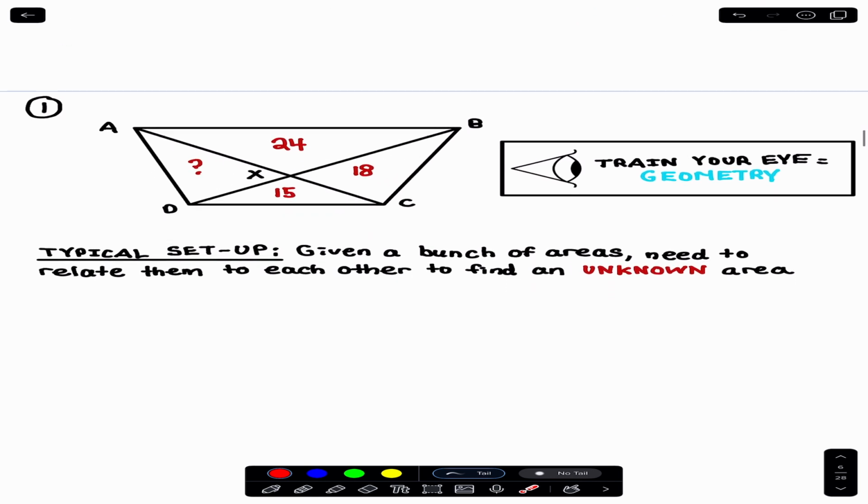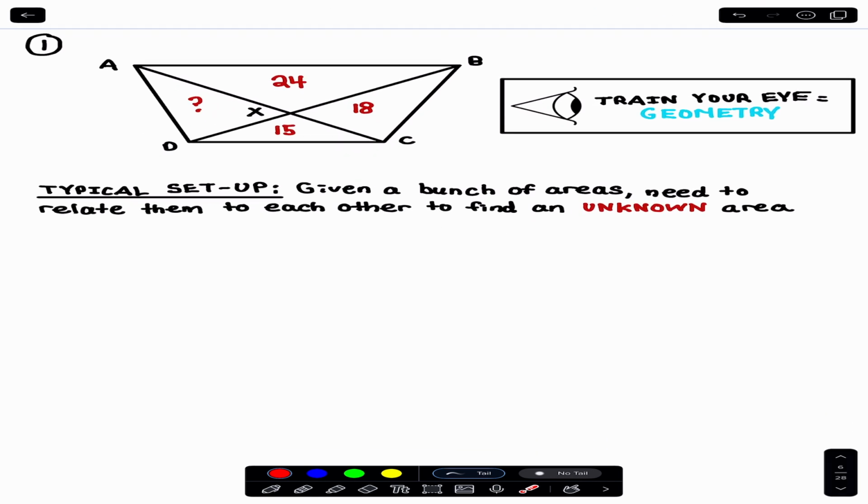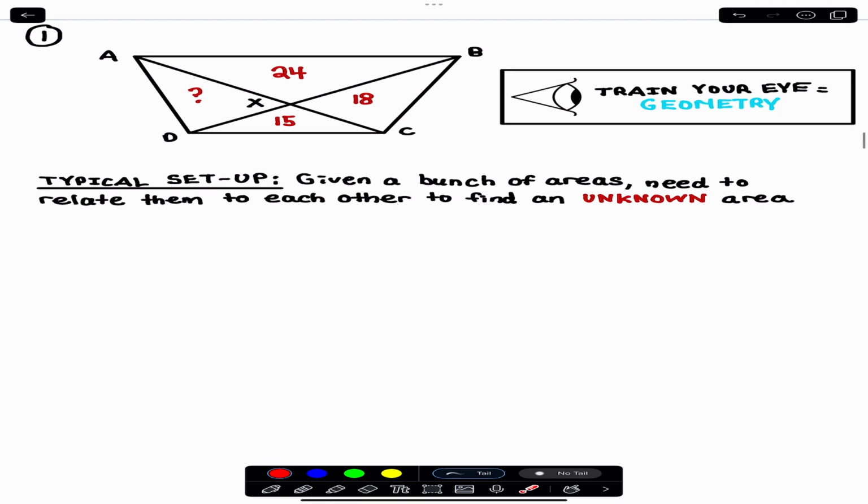So this is your first problem. As always, I encourage you to pause it and try it out on your own and see what you can do. So here's the problem. We have this shape over here. The area of triangle ABX is equal to 24. The area of triangle BCX is 18. The area of triangle CDX is 15, and we need to find this last area. The area of triangle ADX, marked with a question mark.